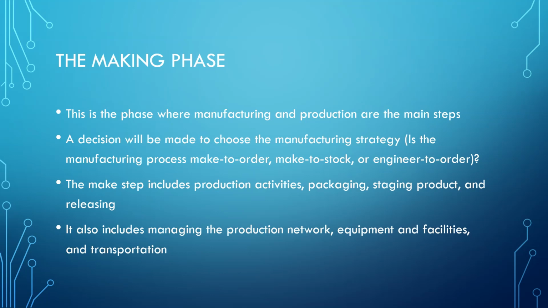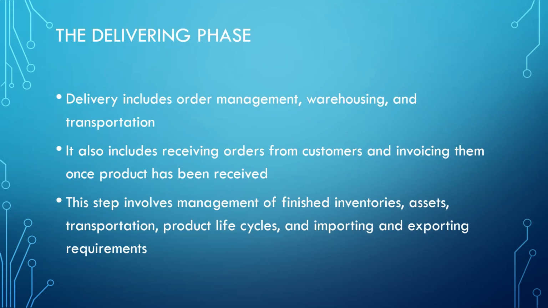A decision will be made to choose the manufacturing strategy. Are we going to manufacture, process, make to order, make to stock, or engineer to order? Once we decide on strategy, the make step will include production activities, packaging, staging product, and releasing that product. It also includes managing the production network, equipment and facilities, and transportation. So basically we are thinking of everything that's needed to get that product to the customer in this phase.